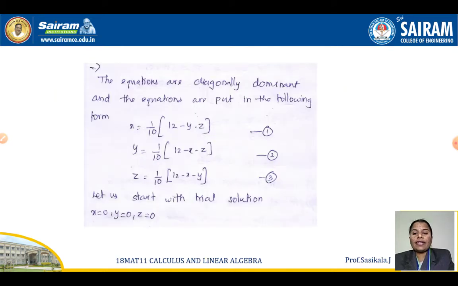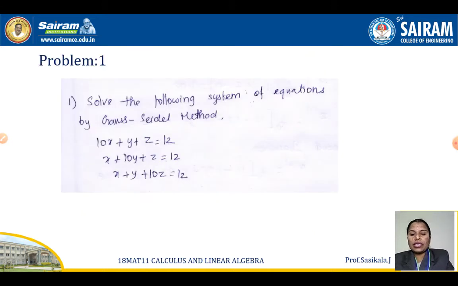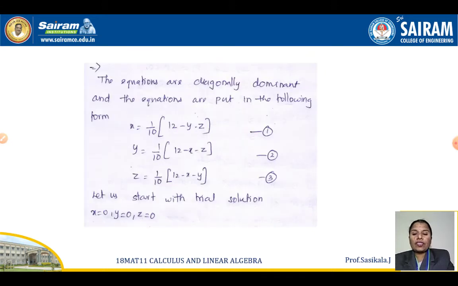So I'll get y is equal to 1 by 10 of (12 minus x minus z). And then z is equal to 1 by 10 of (12 minus x minus y) from the third equation, right? So you can see that we made it. This is equation number 1, 2, 3. Okay. So let us start with the trial solution.